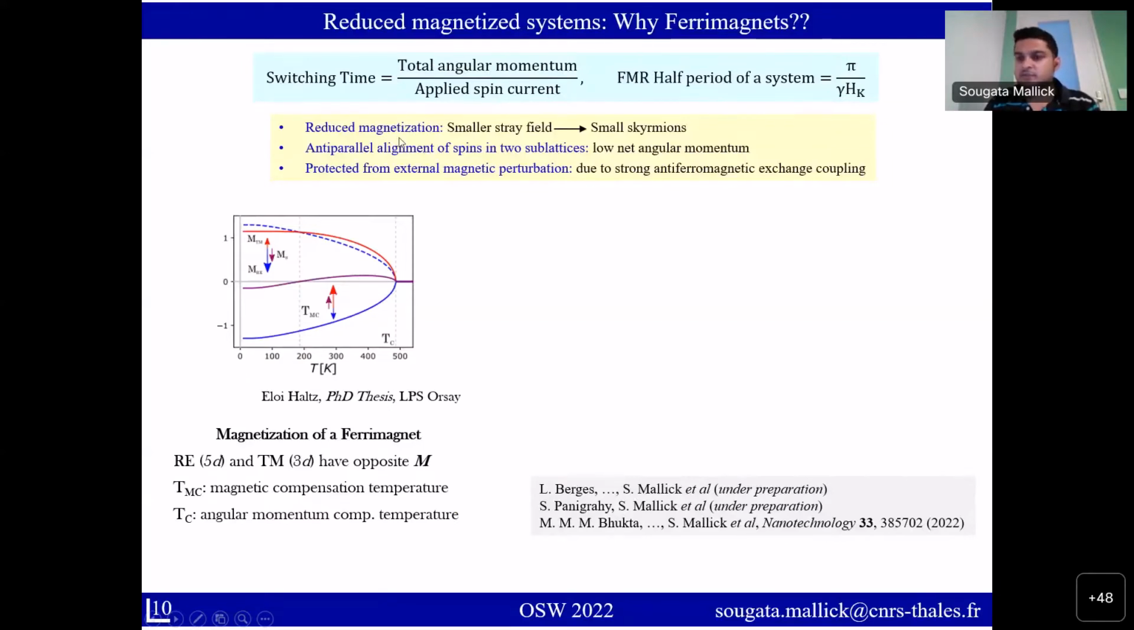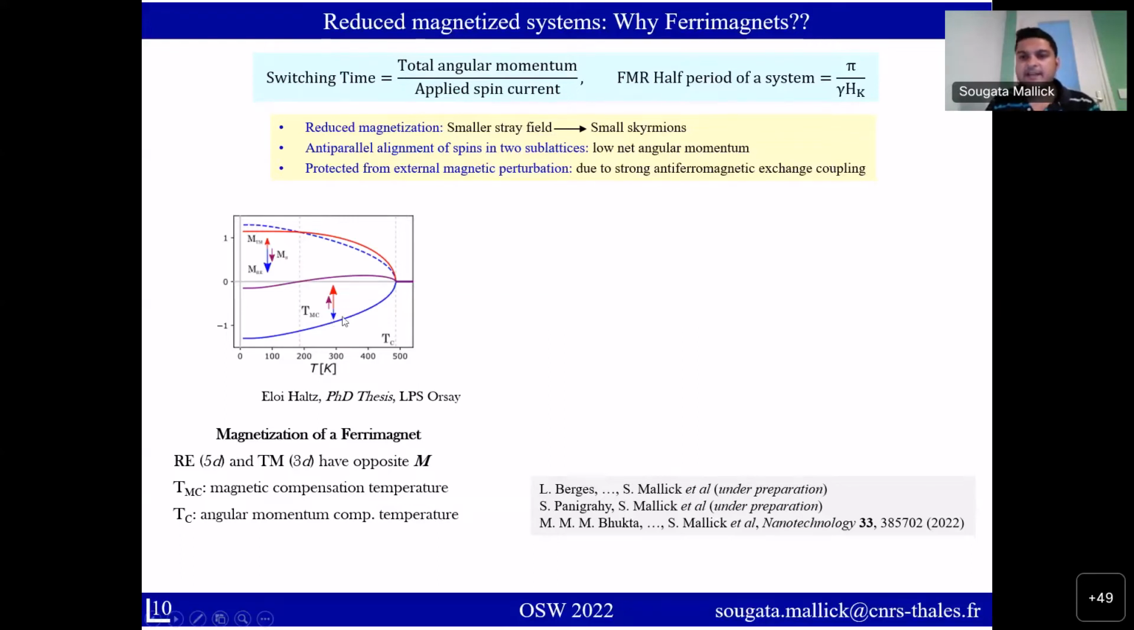Now, because of the reduced magnetization, you can have smaller stray fields. So basically, you can go to smaller skyrmions. Because of the antiparallel alignment of the spins, you can have very low net angular momentum, and that is why you can cancel the topological deflection. And they are also protected from magnetic perturbation because they are strongly antiferromagnetically exchange coupled. Basically, these reduced magnetization systems are two in nature. One is synthetic antiferromagnet, another is ferrimagnet. For my postdoc, I have considered only the ferrimagnetic case.